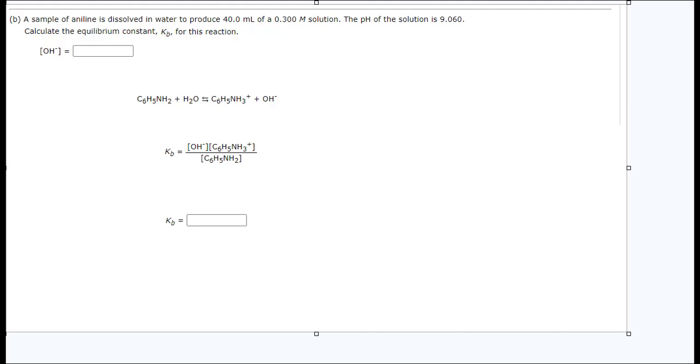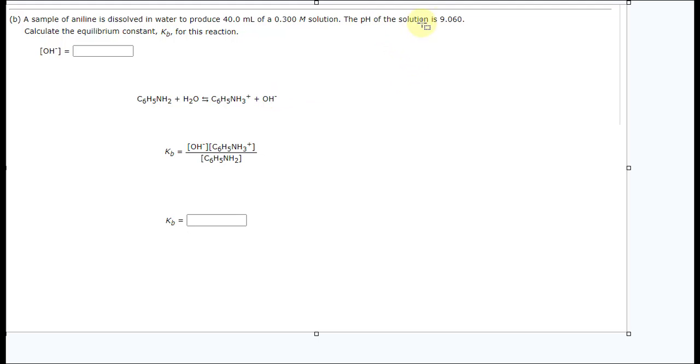This problem has an evil twist to it, so I want to do a quick video on it. Here we've got aniline, which is a mild base. It's basically benzene with an amine, NH2, attached to it. And it reacts with water like most of our amines do, in this case to end up producing our acid. We've got a benzene with an NH3 plus on it. This is the conjugate acid, and of course, hydroxide ions.